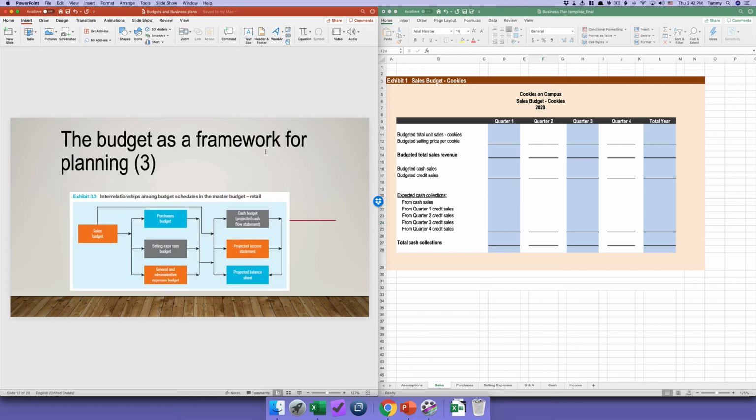So here is sort of a flow chart that shows how the various portions of a master budget flow together, right? So you start with your sales. Everything starts with a sales budget. That will tell you then how much you need to purchase. It'll tell you what your selling expenses are going to be. And then, your sales budget sometimes doesn't really directly have to do with your general administrative budget. Those all then move and flow into your cash budget, which is your projected cash flow statement, your projected income statement, and balance sheet. And we're not going to do a projected balance sheet in this class.